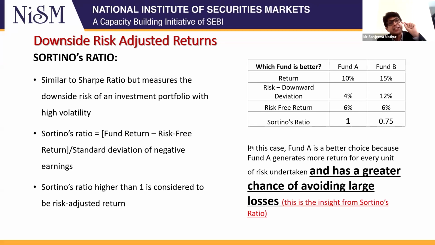Sortino ratio basically, instead of capturing the standard deviation, captures the negative side of it. It gives you how many times I can go negative. It gives you a better view of understanding. So there's one more ratio, Sortino, other than Sharpe ratio, which captures the downside risk of the portfolio. Higher than one is considered to be a good risk-adjusted return. Again, higher the Sortino, the better it is. Just to mention, I've given an example. Fund A is a better choice because Fund A generates more return for every unit of risk undertaken and has a greater chance of avoiding large losses. This is the insight from the Sortino ratio.